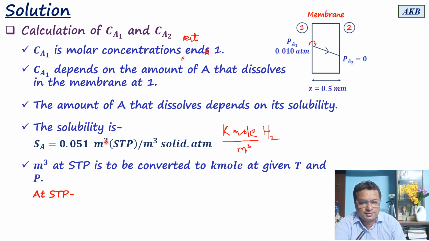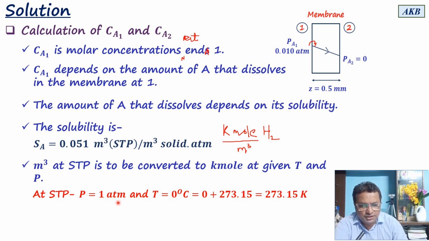This is the task. At STP, pressure is 1 atmosphere and temperature is 0 degrees Celsius, that means it is 0 plus 273.15 Kelvin. So these are the STP conditions. Okay, so let us do that. Let us know how to convert the solubility data to Ca1.